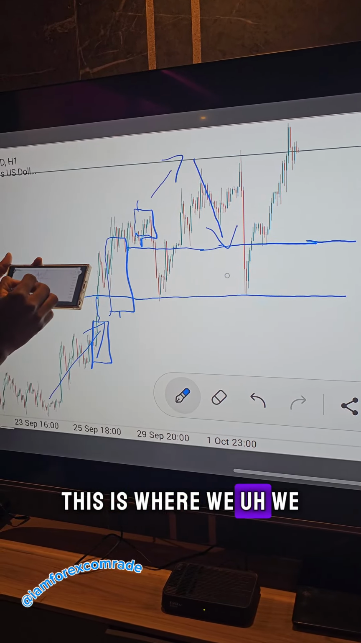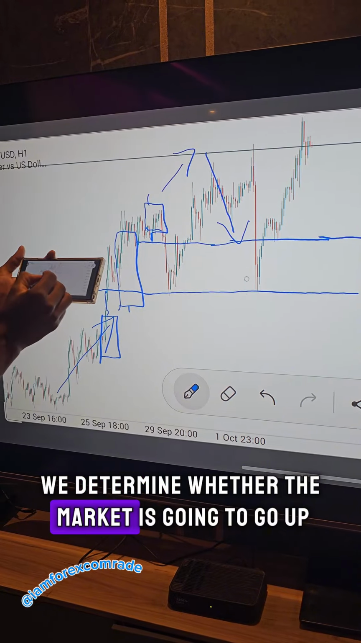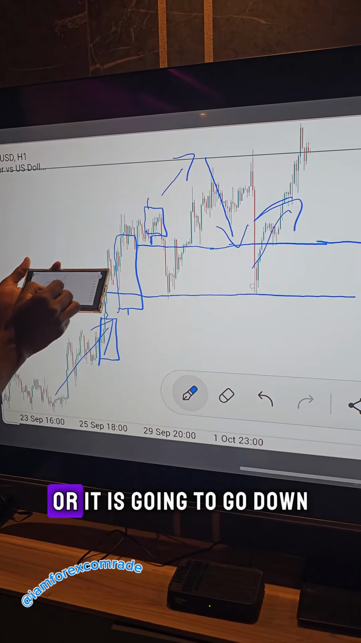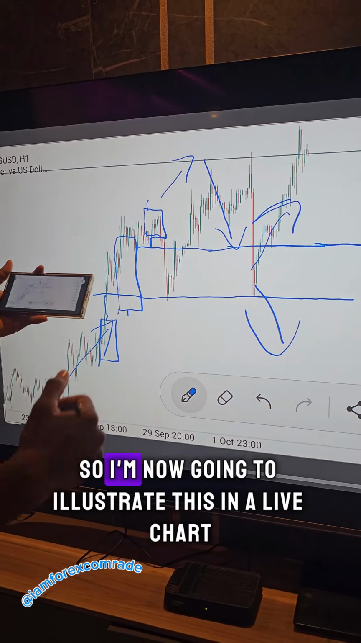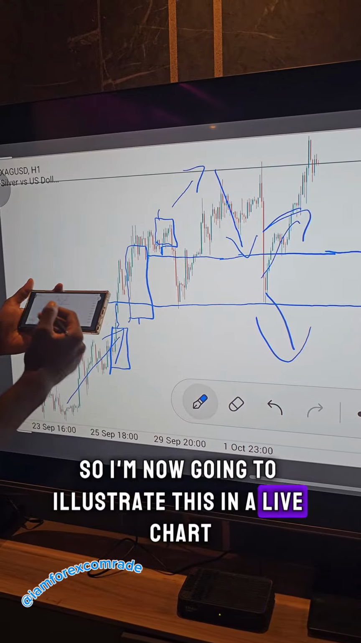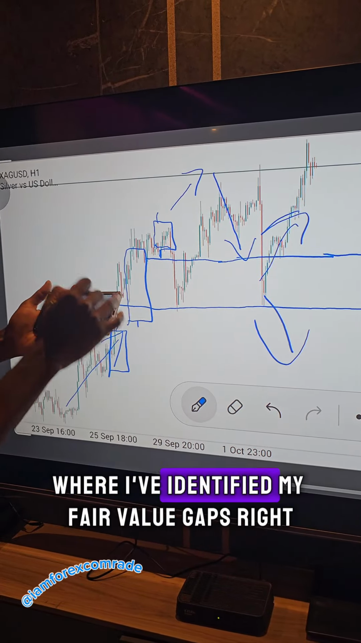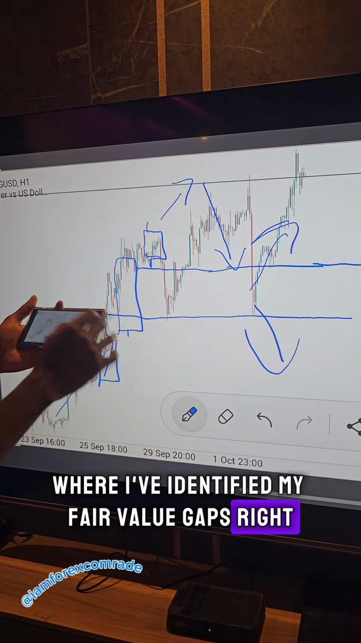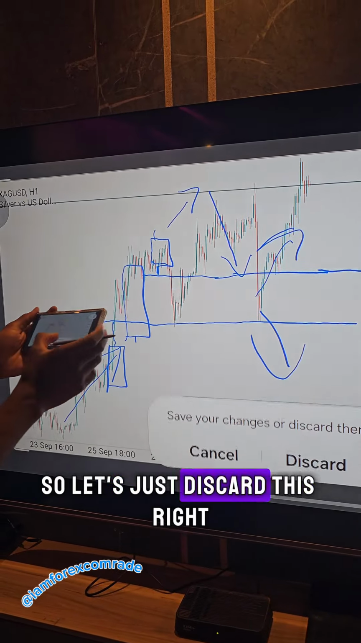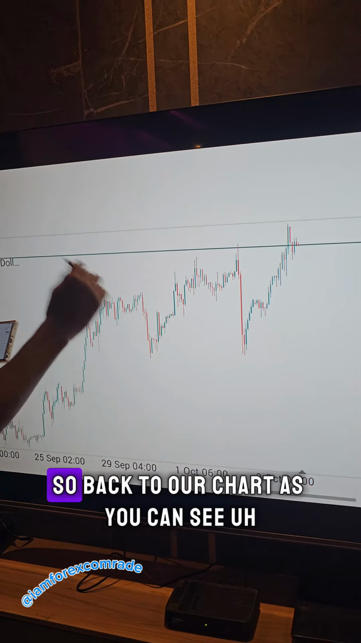So this is where we come in, right? This is where we determine whether the market is going to go up or it is going to go down. I'm now going to illustrate this in a live chart so that you can clearly see where I identified my fair value gaps, right? So let's just discuss this. So back to our chart.